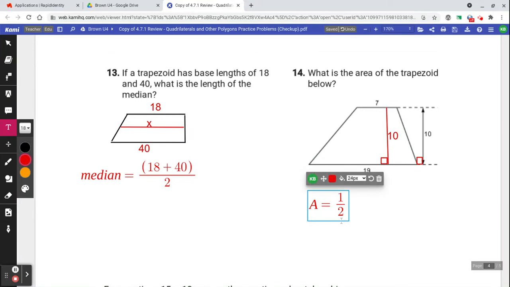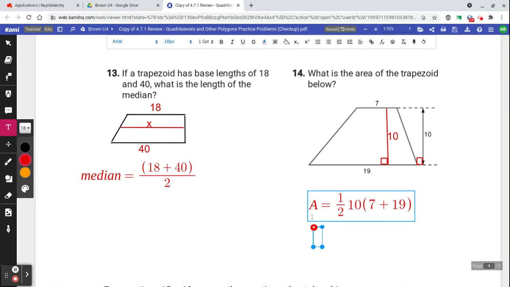So back to our formula, 1/2 the height multiplied by the sum of the bases. Well, the bases are 7 and 19, so we'll write those in as 7 plus 19, and you're going to calculate. I might do one step of this one for you to help you out.